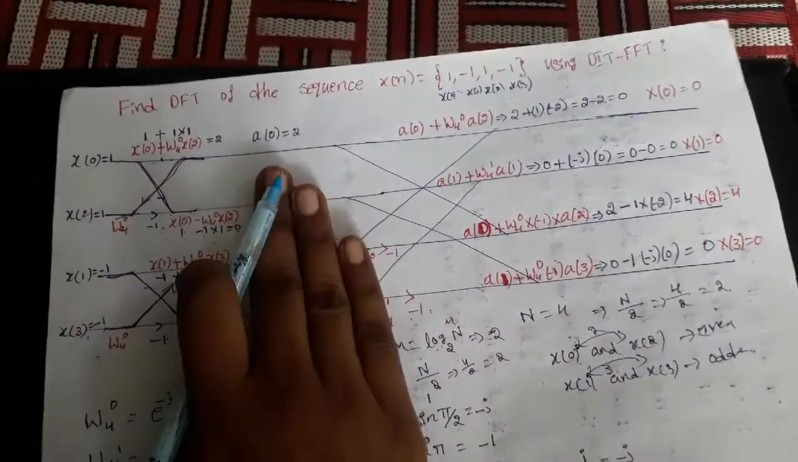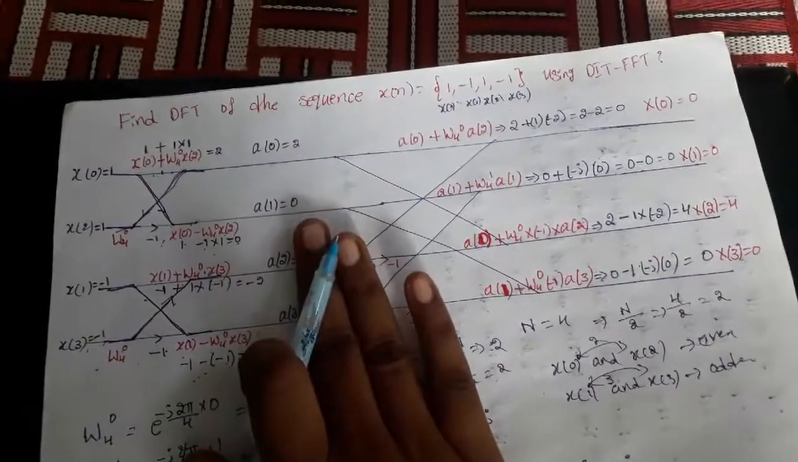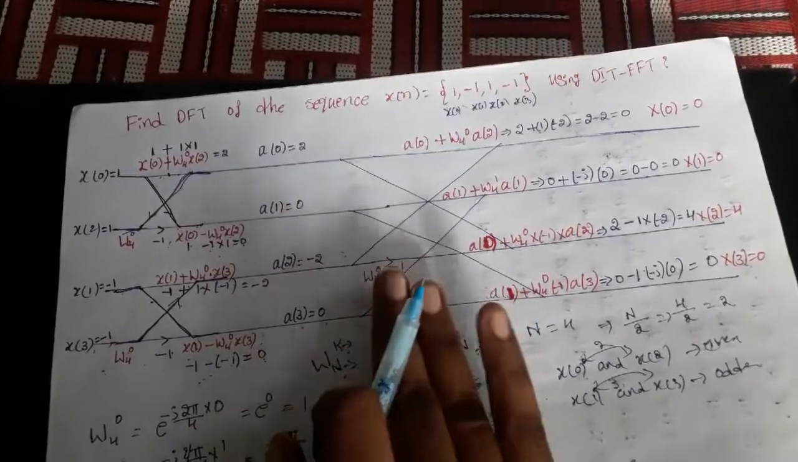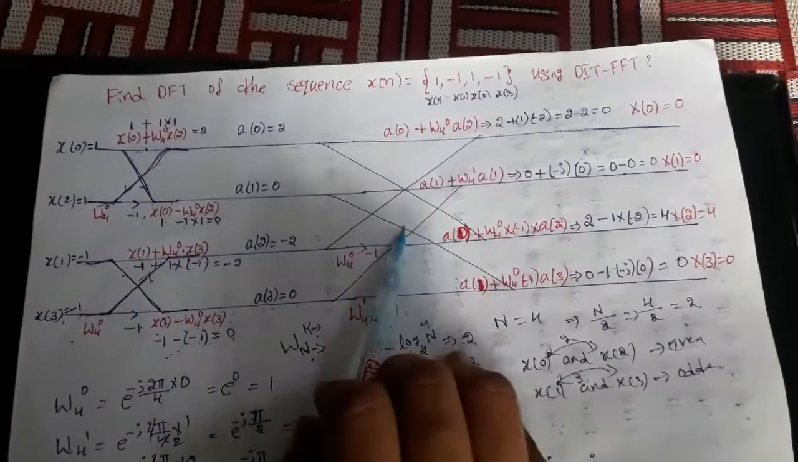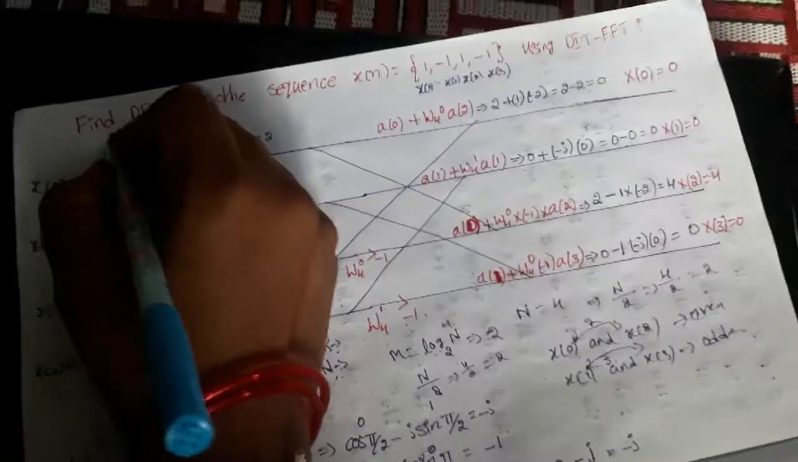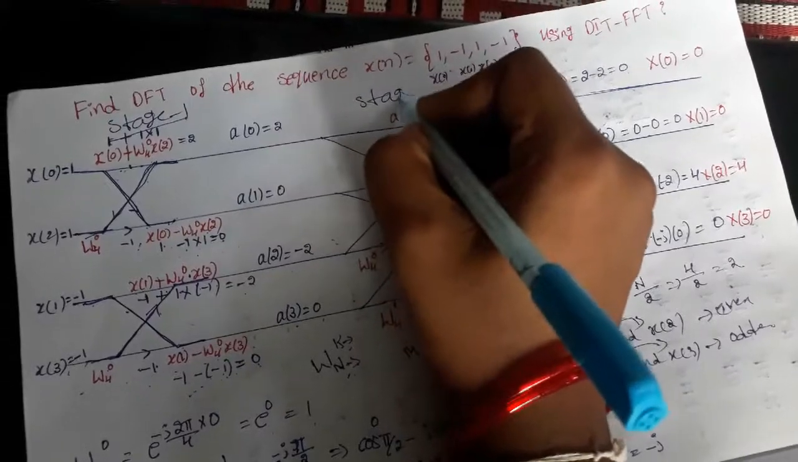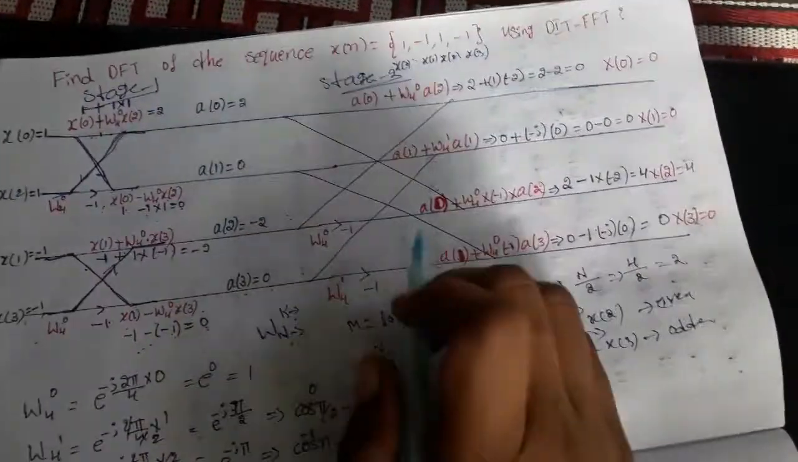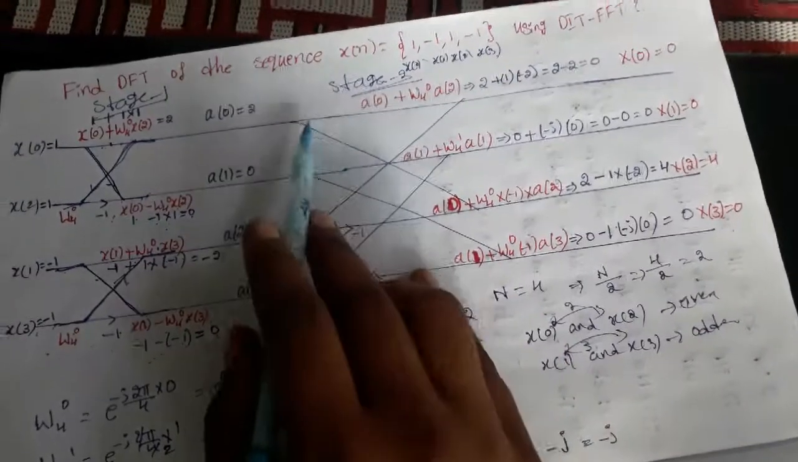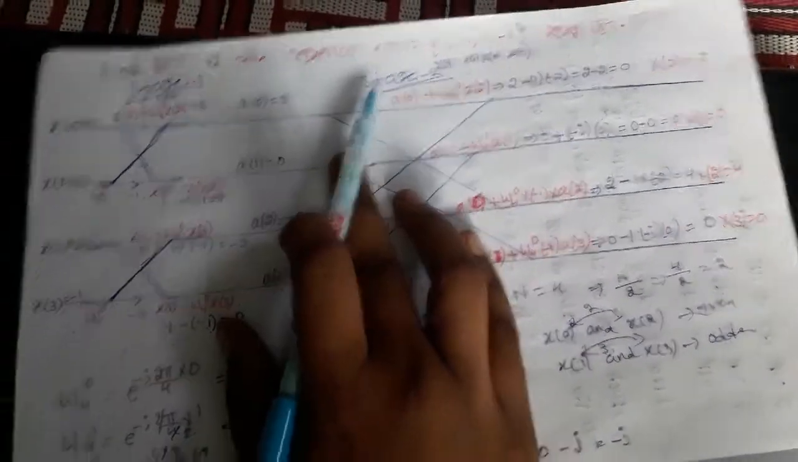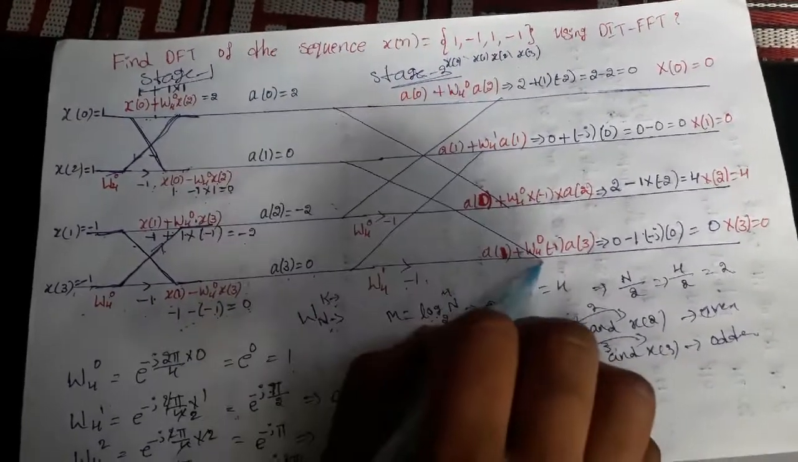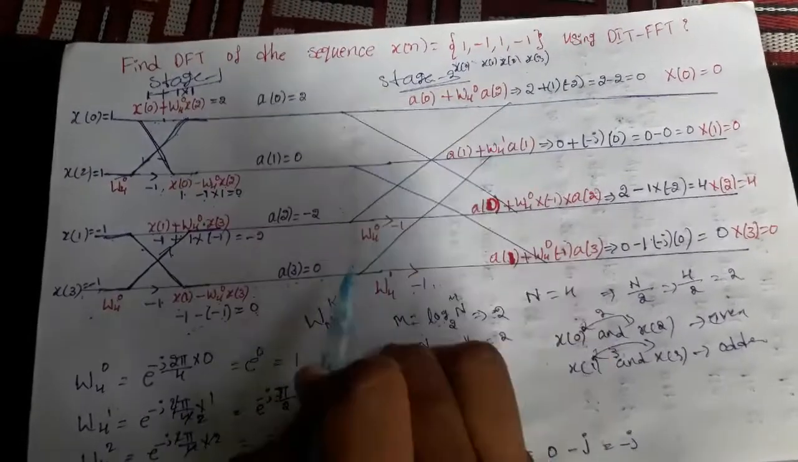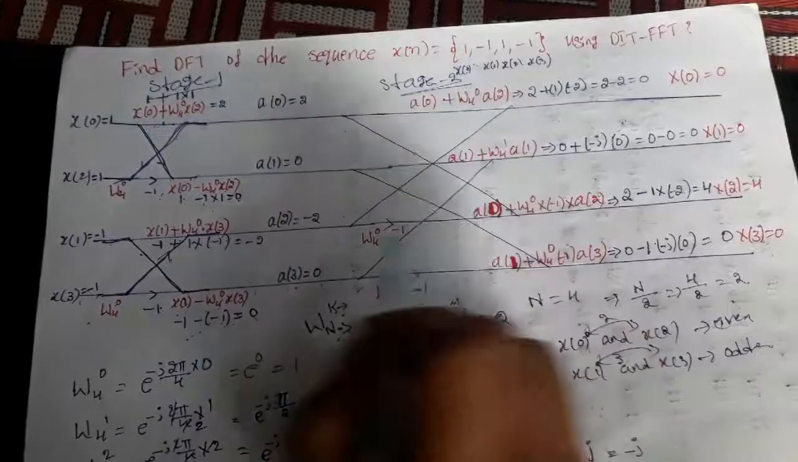These are the outputs of the first stage, and these first stage outputs become the second stage inputs. Okay. Next, this is for the second stage. This is for stage 1. Here is stage 2. Comes to the second stage. Here a of 0 is connected to here and a of 1 is connected to here and a of 2 is connected to this and a of 3 is connected to this.